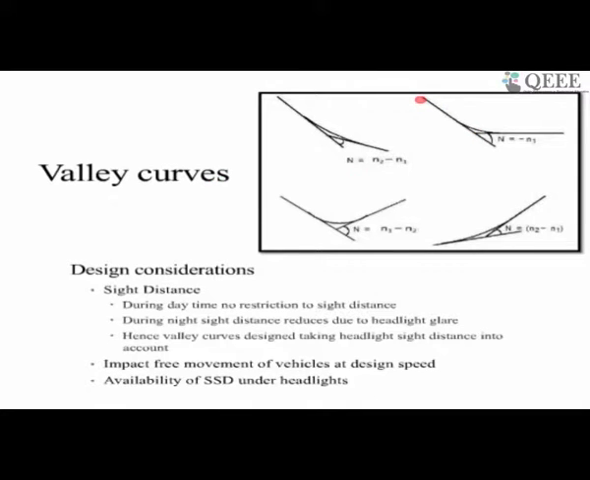Likewise, here a descending gradient meets a flat gradient. So flat means N2 is 0 and N1 will remain negative. So this is again negative.